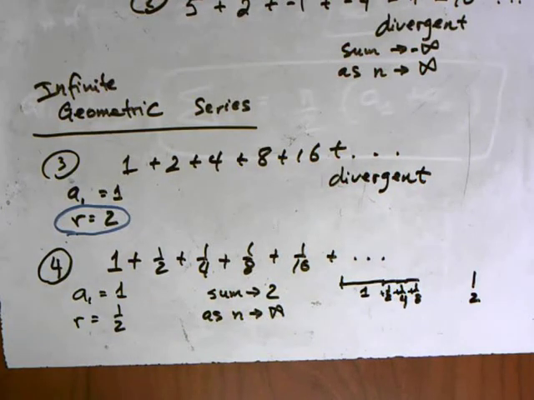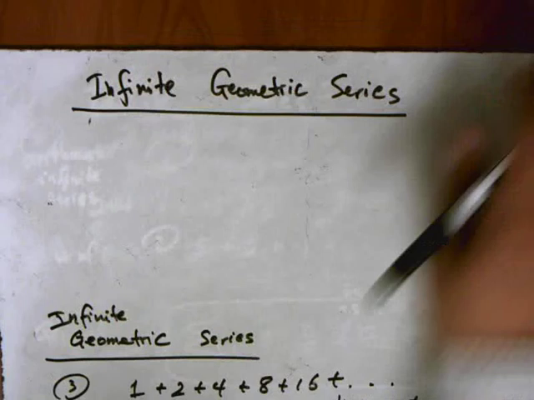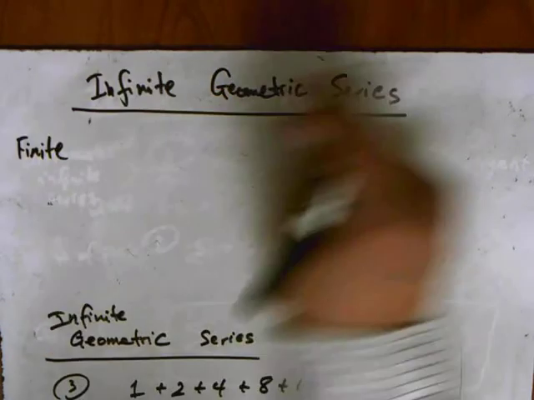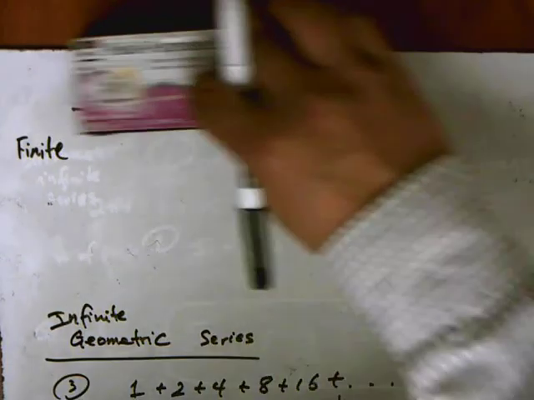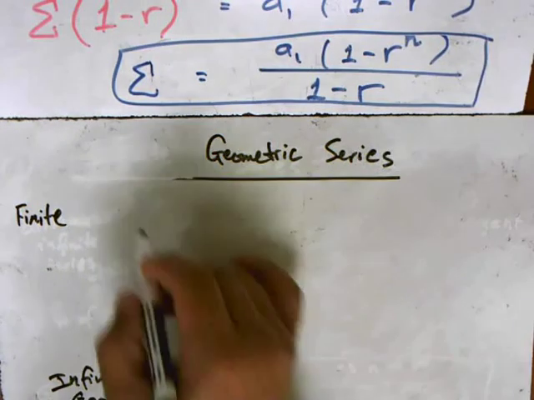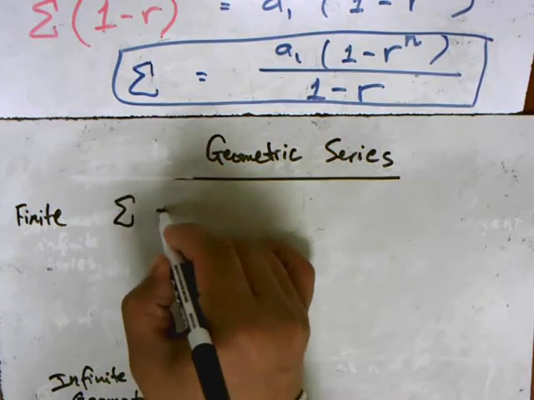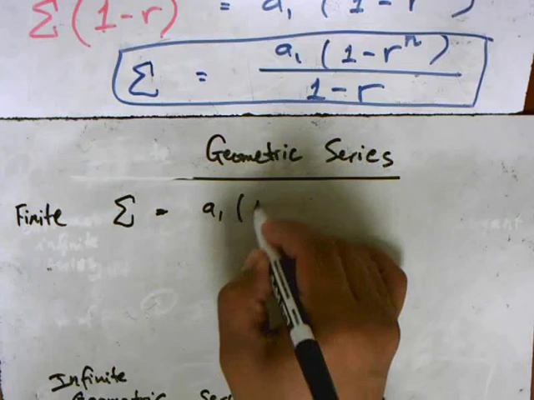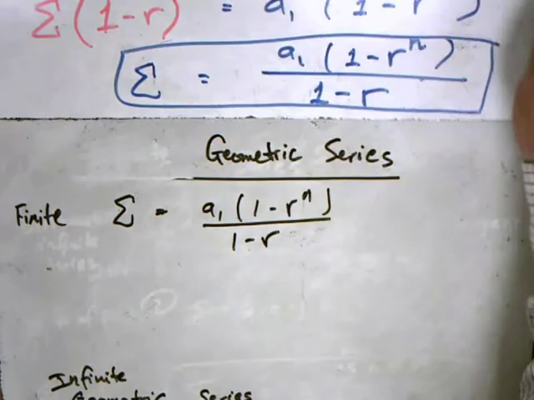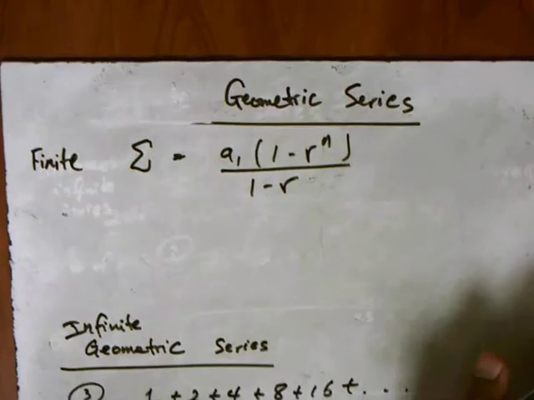And let me show you, hit pause here, I'm going to show you the algebraic concepts behind it. So we'll start with the finite case, okay? And we're talking about geometric series here. I'm going to erase this so it doesn't get confusing. So from the finite case, which is what we did in our last videos, the sum is really equal to the first term times 1 minus r to the n, divided by 1 minus r. Okay? Now, this is for the finite case.